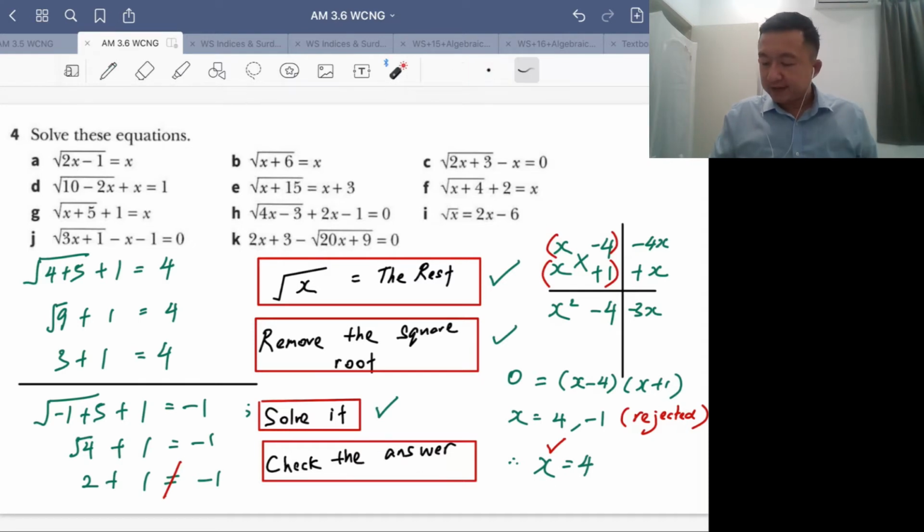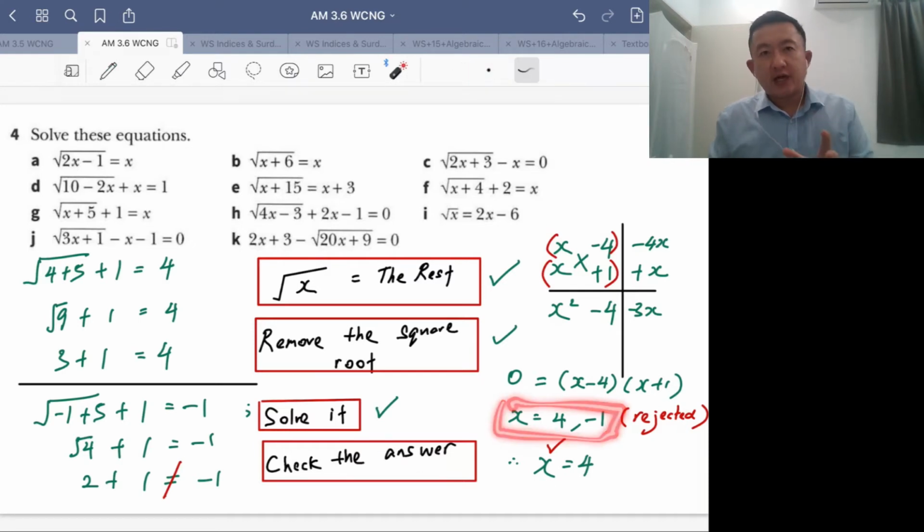You need to show this. You need to show that you have figured out there are 2 solutions. And after that, your final answer is just this. Okay, you need to show this. That will be how you solve equations involving surds.